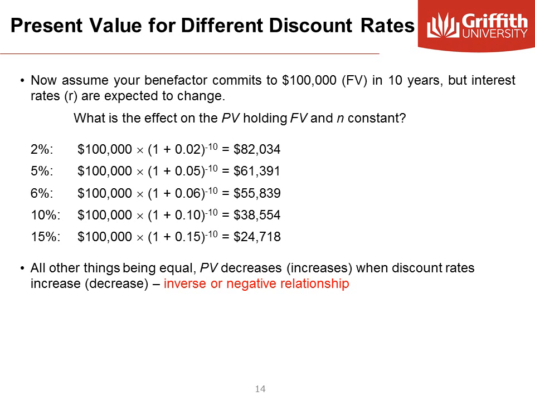Now consider that your benefactor settles to give you the money in 10 years' time. However, there is a change in the interest rates. How does this affect the present value? Again, here the only thing that changes is the rate, everything else is constant. And we observe again that we have an inverse relationship between the rate and present value. As the rate increases, the value decreases. These are important relationships to remember, especially when we get to bond valuation in our next module.